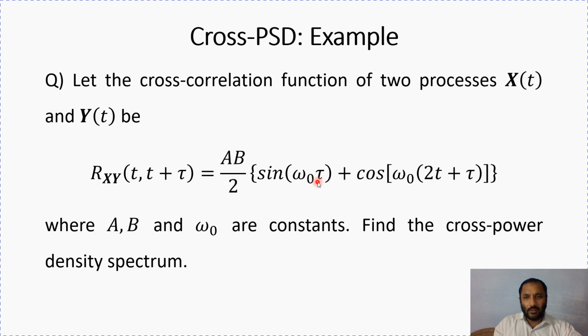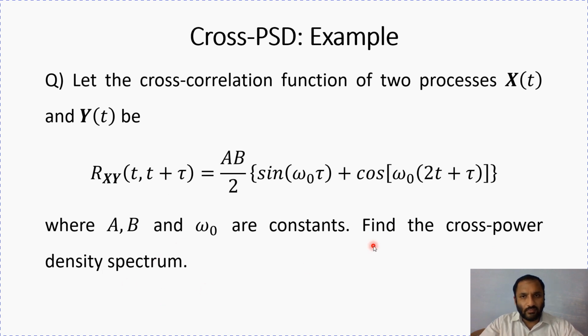Now we are asked to find out the cross power density spectrum. Find its cross power density spectrum. How is it denoted? Capital S xy of omega. So we need to find the spectrum, the cross power density spectrum, S xy of omega. Capital S subscript xy of omega. Okay, it is a spectrum.